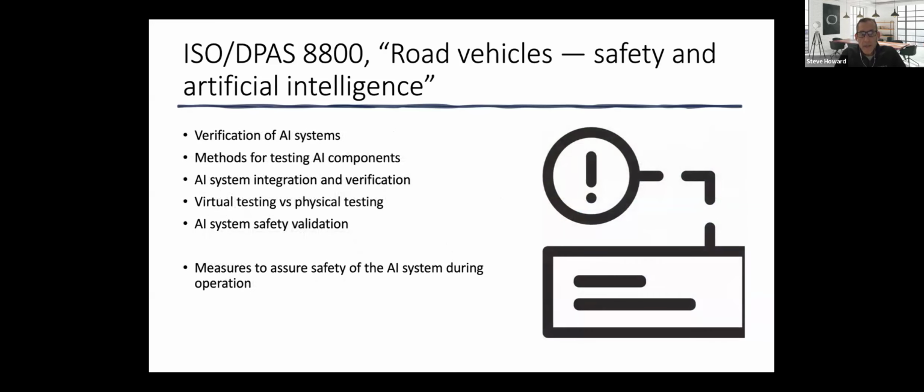So, as we say, this one is actually now published, or in publishing, sorry, it's officially ready to go. It will be published this month, but it does very specifically talk about verification of AI systems, methods for testing AI components, how we can measure the verification of system integration, the ideas of virtual testing versus physical testing. So obviously physical testing may not be possible for all cases, and virtual testing may offer some good alternatives. And then the overall validation of the system with AI as well.